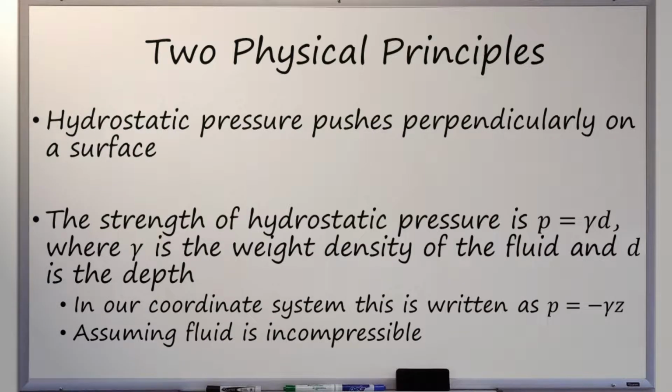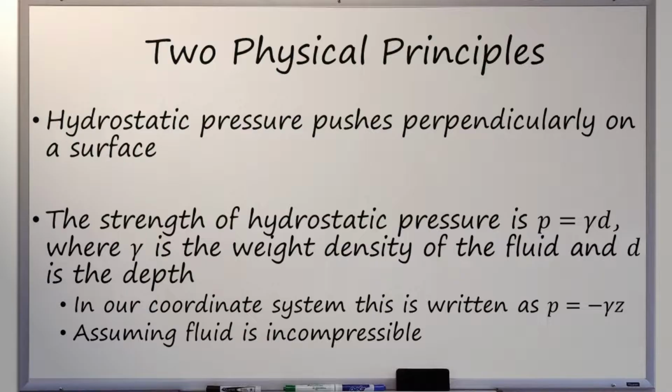So I want to take a moment to summarize the 2 physical principles that we've come across so far in our meditation. The first one is that hydrostatic pressure, meaning the pressure of stationary water, pushes perpendicularly on a surface. The second principle is that the strength of the hydrostatic pressure is given by the weight density gamma times the depth d. In our coordinate system, we can write a pressure as a scalar field using the equation pressure equals negative gamma times z. Again, that assumes the fluid is incompressible.